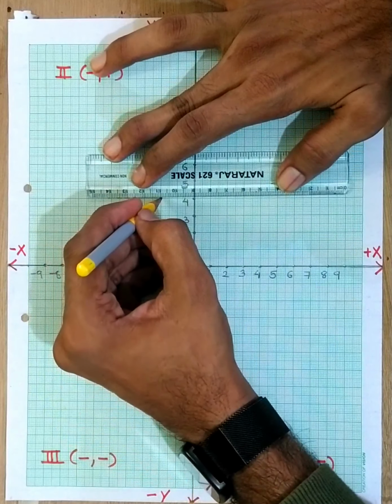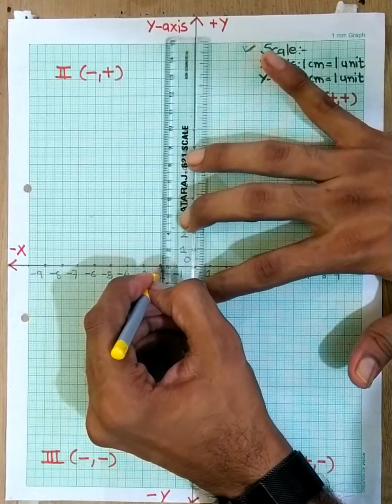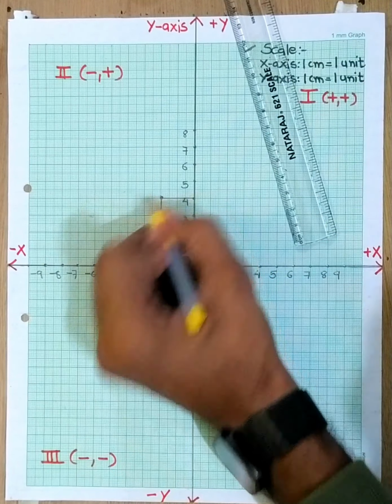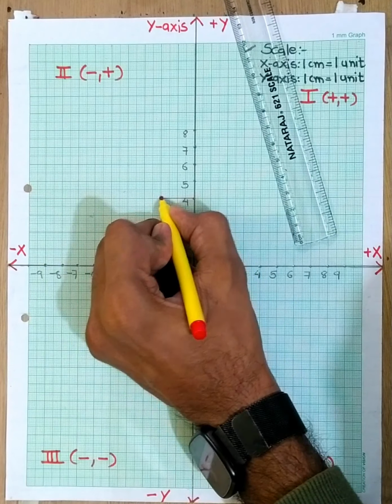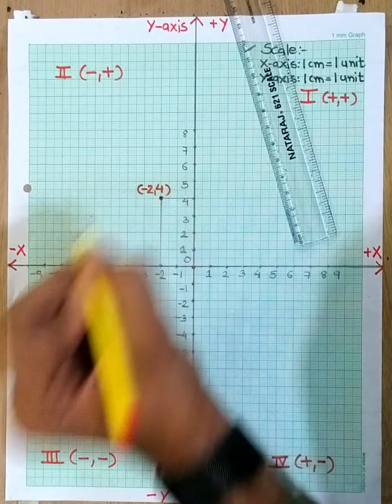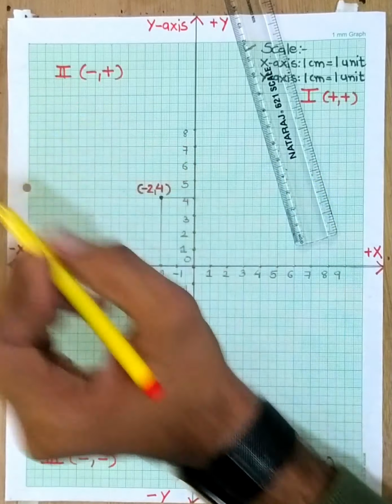So likewise it will be over here and this will intersect over here, right? So this point, -2 and 4, they intersect at this place, so this coordinate is called -2, 4, clear. And -2, 4 lies in the second quadrant.